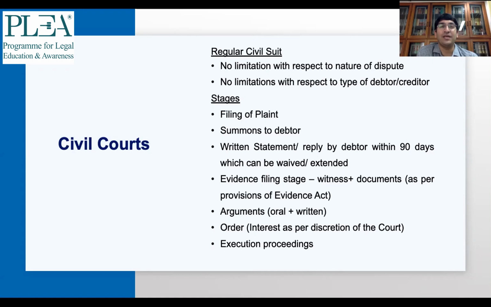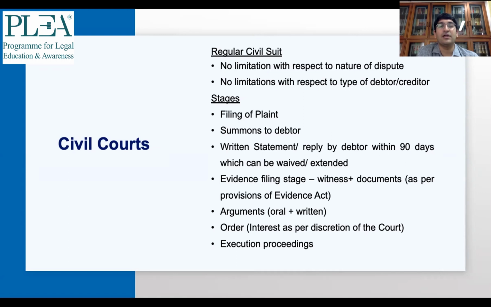Or even an MSME, a micro small enterprise, if it doesn't wish to go to your MSME council, even that can come to civil court. So like I said, there are not many thresholds or limitations with respect to either the nature of the dispute or the type of the debtor or creditor.